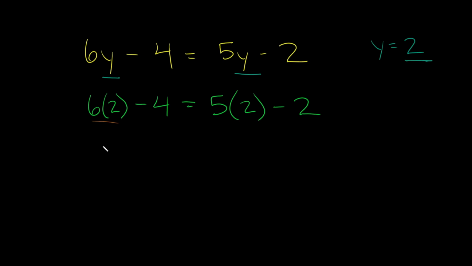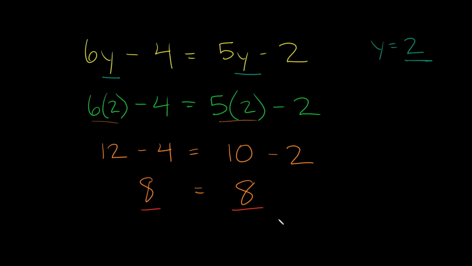So 6 times 2, that's equal to 12, and then I have this minus 4 here. Then that's equal to 5 times 2, which is 10, and then I have this minus 2 right here. Okay, now on the left side of the equation, we have 12 minus 4, which is equal to 8. We have our equal sign. And then on the right side of the equation, we have 10 minus 2, which is also 8. So here we have 8 is equal to 8, which is a true statement, right? So this is a balanced equation. So that means y is equal to 2 is a solution.